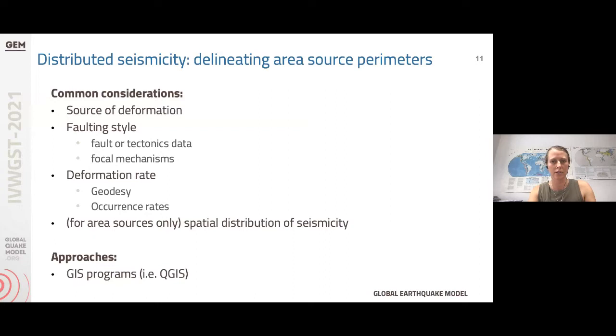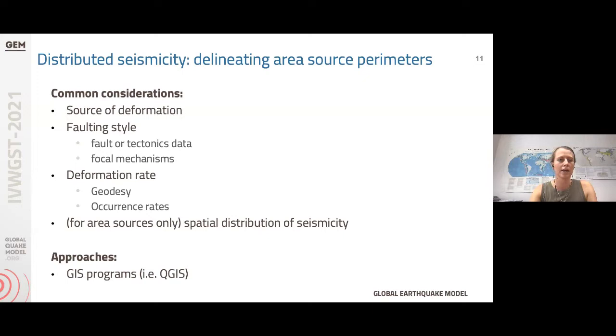This includes the source of the deformation, whether it's occurring, for example, in the back arc of a subduction zone or in stable crust far away from plate boundaries. The faulting style that's occurring inside the area. So are these faults or tectonic data showing reverse mechanisms, normal mechanisms, extension or compression? We can use other deformation rate data, coming from geodesy, maybe GPS data, as well as seismicity occurrence rates.